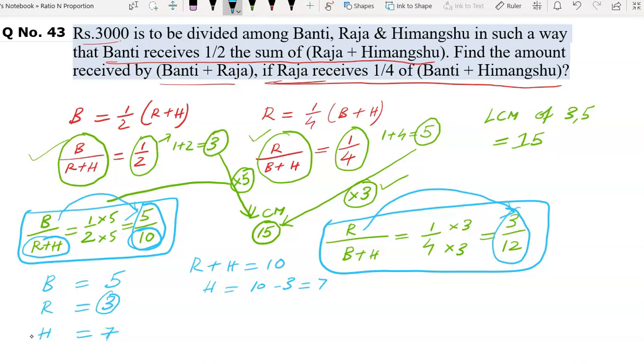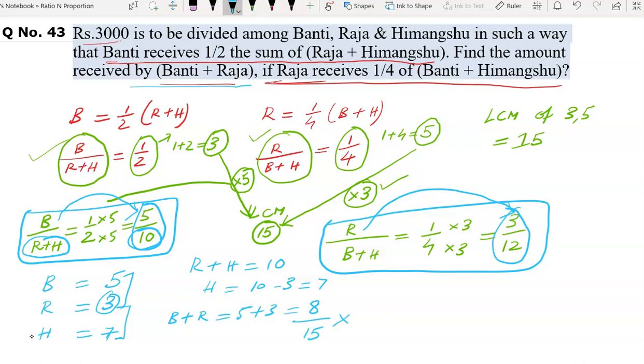And in this question we need to find the amount received by Banti plus Raja. Now Banti plus Raja is how much? 5 plus 3, which is equal to 8. So their share will be how much? Total is how much? 5, 3 and 7. This is 15. Banti plus Raja's share is 8, and the total is 15.